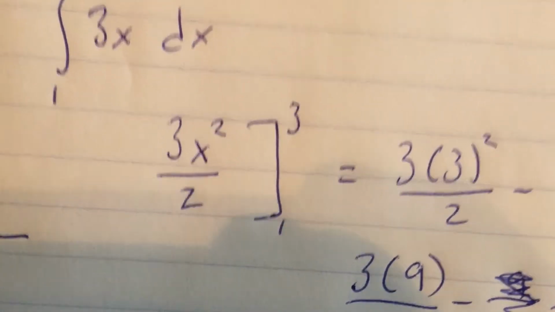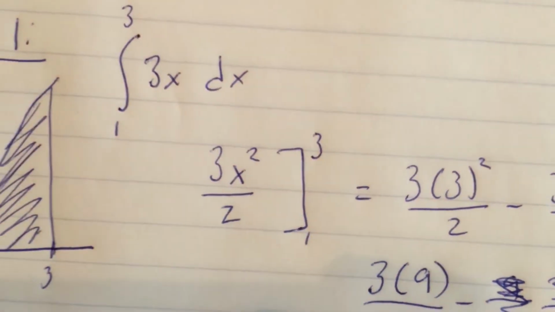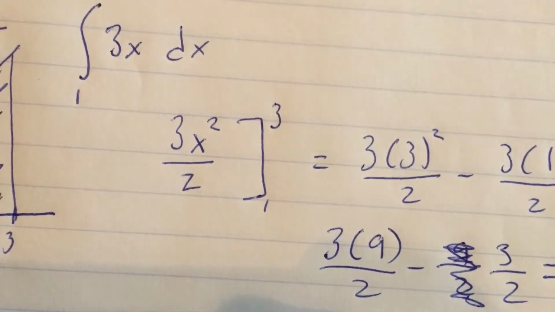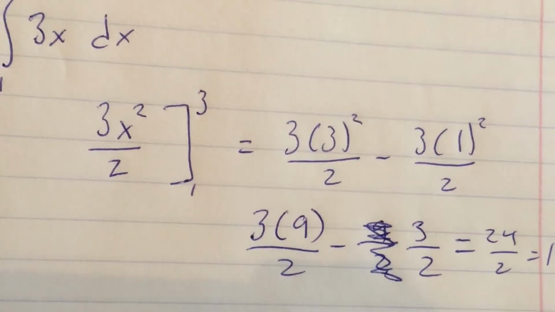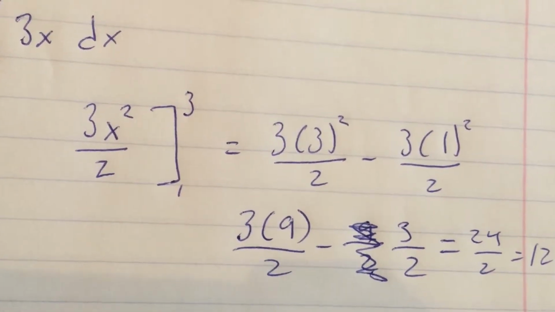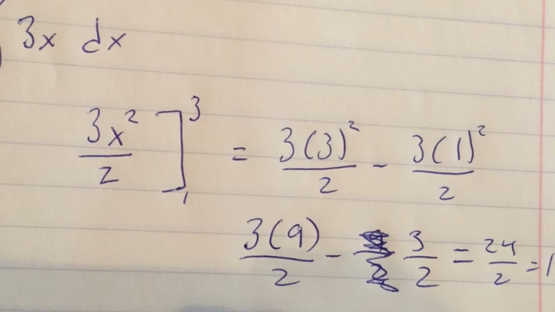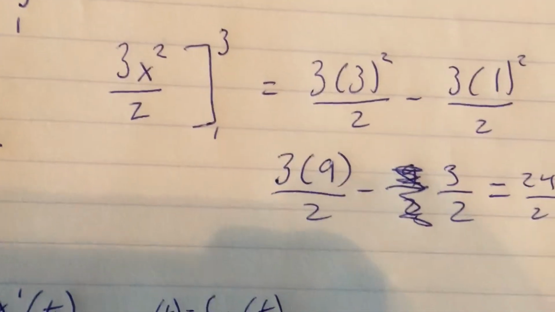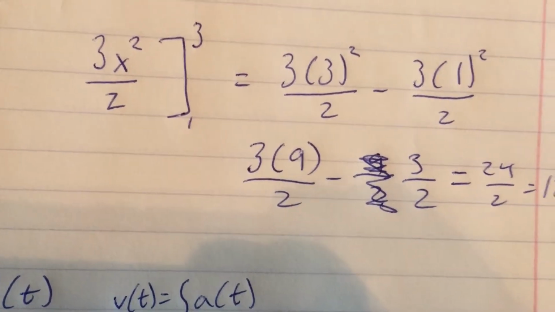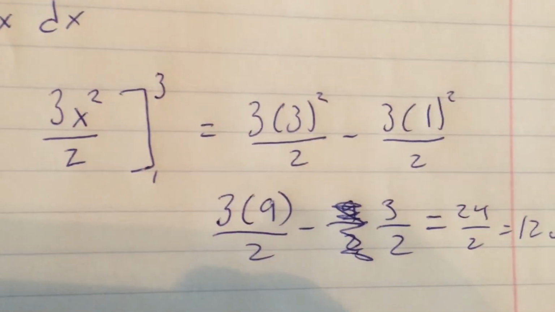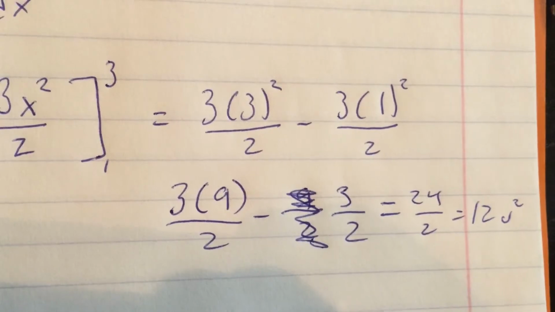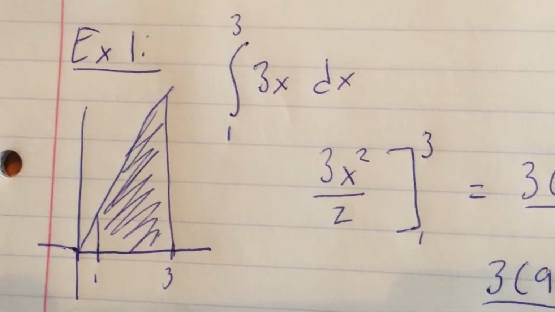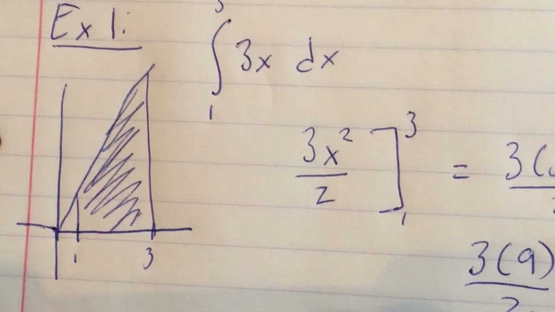So you still take that from 1 to 3, and the way you evaluate a definite integral is you plug in the number from the top and then subtract the function plugged in with the number from the bottom. So you have 3 times 3 squared over 2 minus 3 times 1 squared over 2. That will end up giving you 27 over 2 minus 3 over 2, which is 24 over 2, which is 12 units squared. So 12 units squared is the value for the area under the curve of this function, also known as the integral.